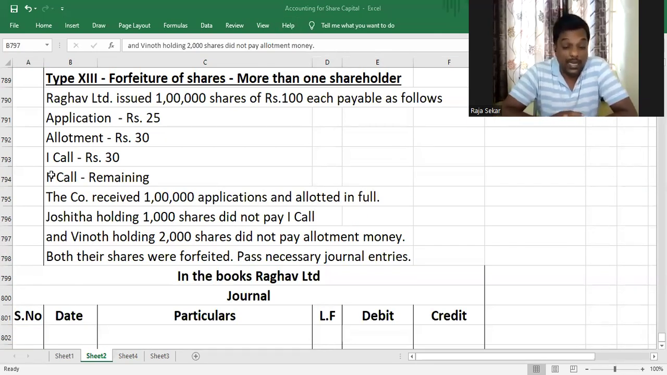The company received 1 lakh applications and allotted in full. Joshita holding 1000 shares did not pay first call, and Vinod holding 2000 shares did not pay allotment money. Both their shares were forfeited. Pass necessary journal entries for forfeiture.